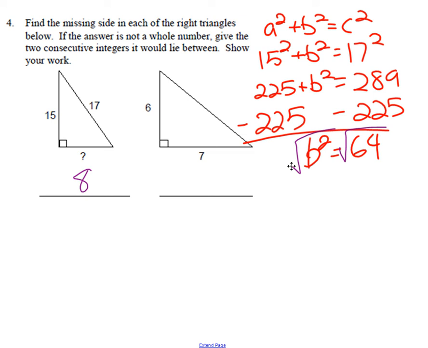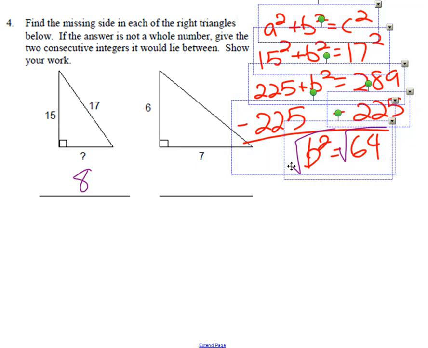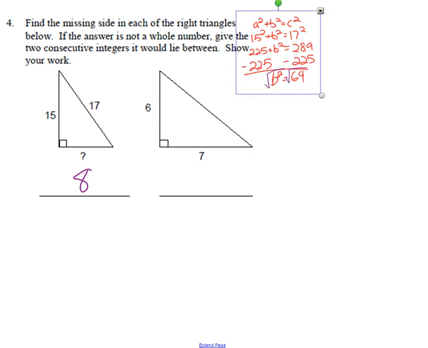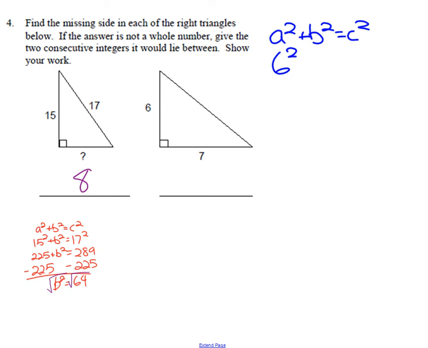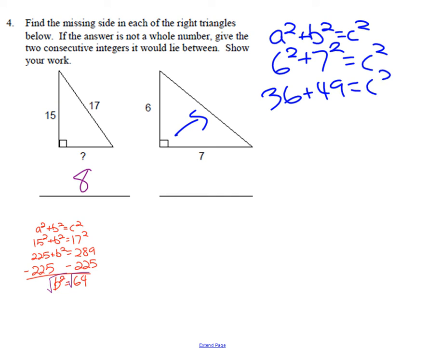All right. And this last one, our first one that gives us a decimal for the day, even though we don't use decimals here. This time we're actually solving for C, so it's 6 squared plus 7 squared. So 36 plus 49. Since we're looking for C, we need to do what?